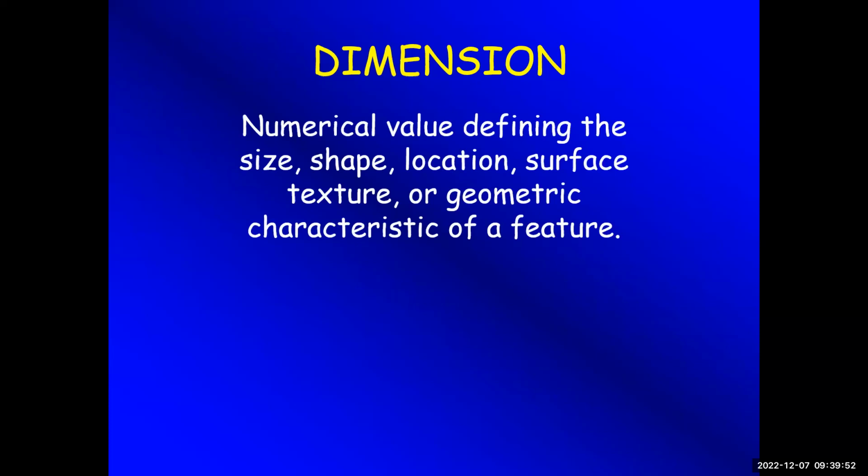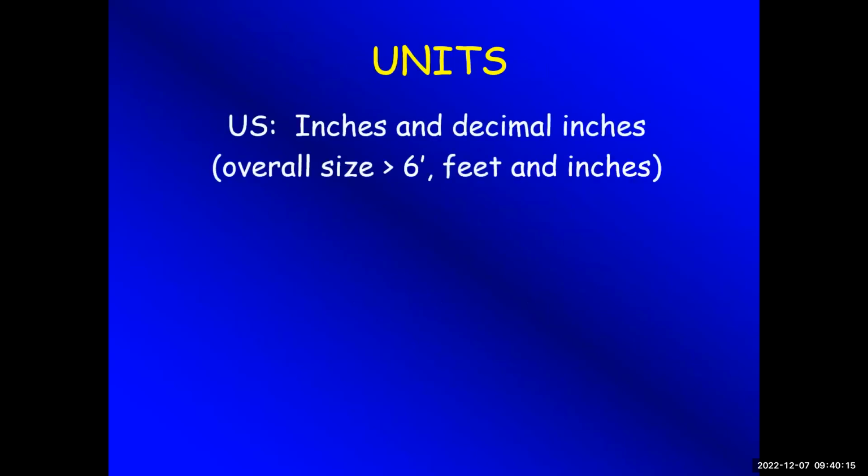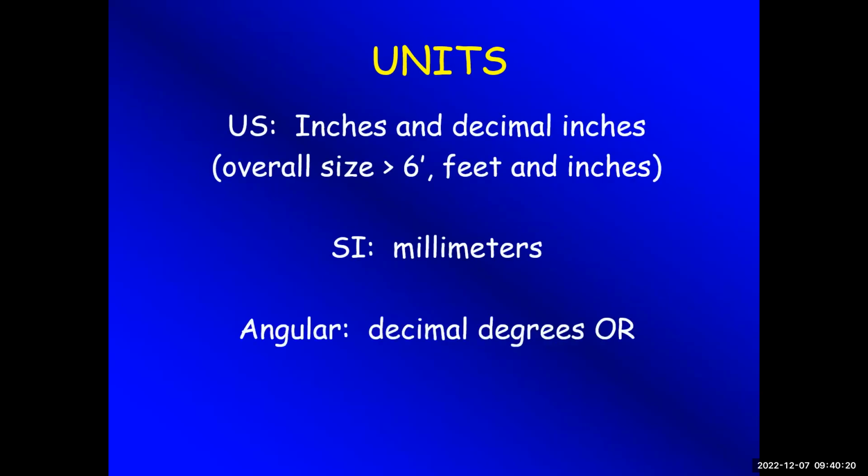A dimension is the number. So when we talk about a dimension, it's the numerical value defining the size, shape, or location of a feature. So it's the text, right? 3 millimeters or 1/8 of an inch. The line spacing between a 16th. I'll show you what that means. We're going to use different units. We could be in feet. We could be in millimeters. We could be in degrees, or we could be in radians. So all of that needs to be specified on the drawing if you're going to have a completed technical engineering drawing.